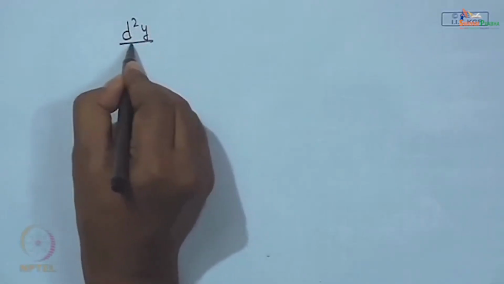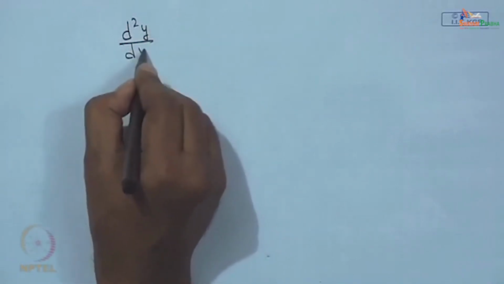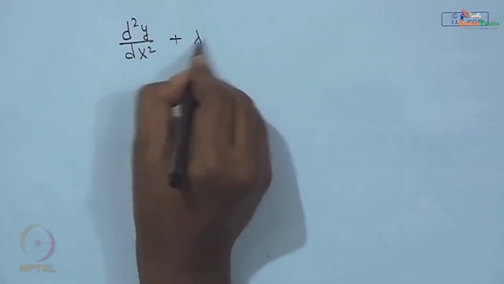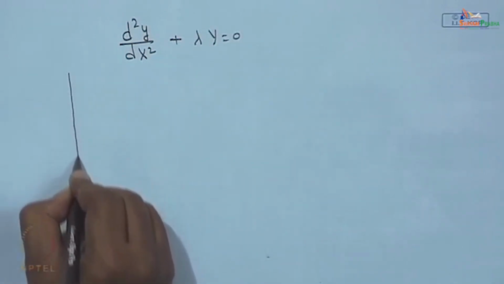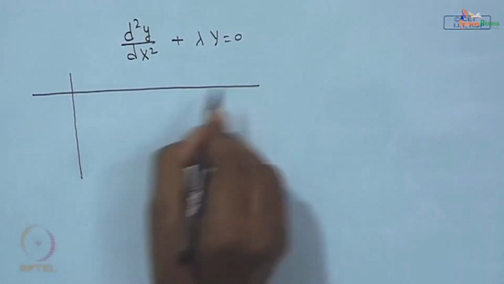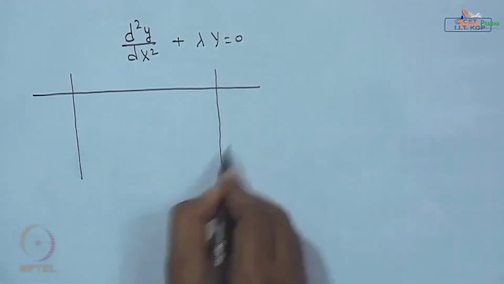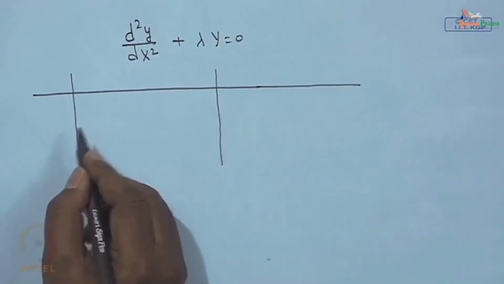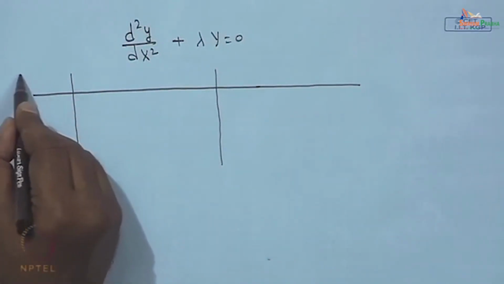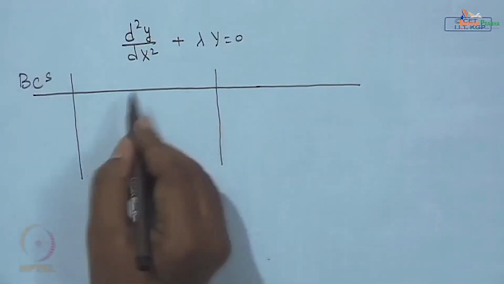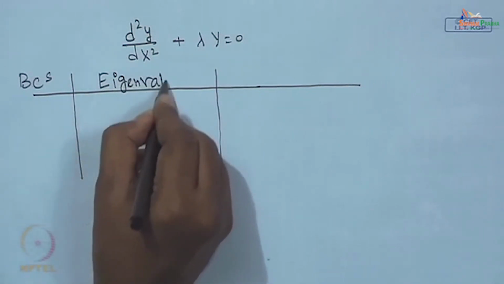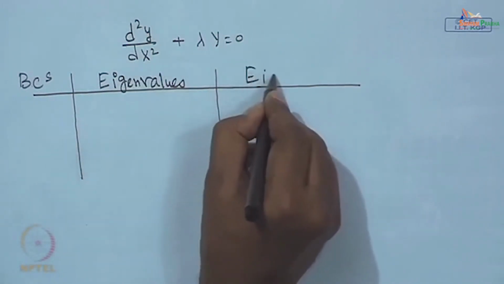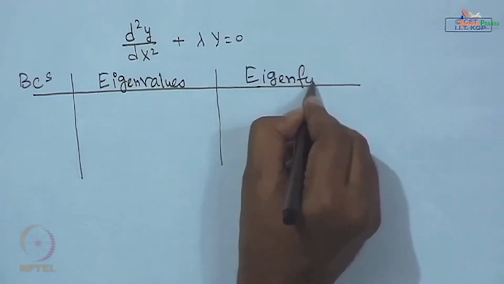We looked into the non-trivial solution to the equation d square y dx square plus lambda y is equal to 0, and we used the following boundary conditions. See what eigenvalues we got and what eigenfunctions we got. So, these are the boundary conditions and these are the eigenvalues and these are the eigenfunctions.